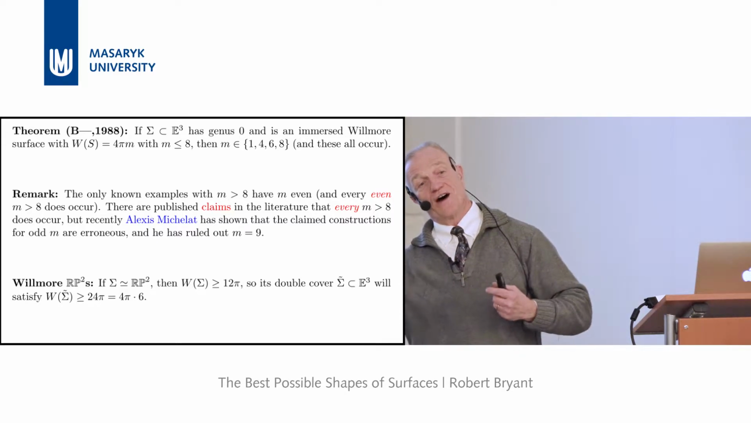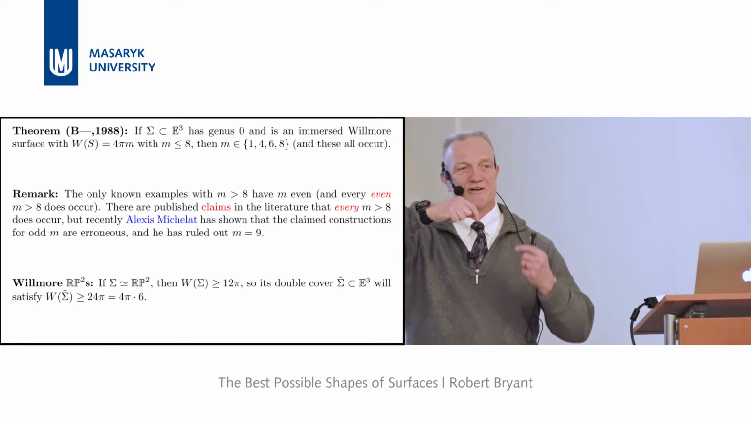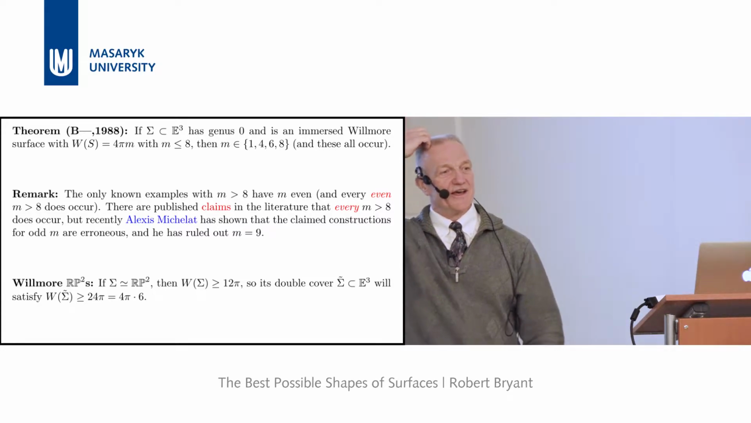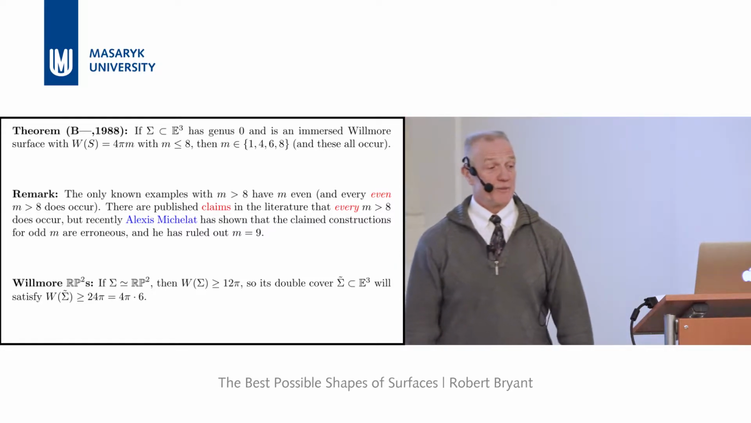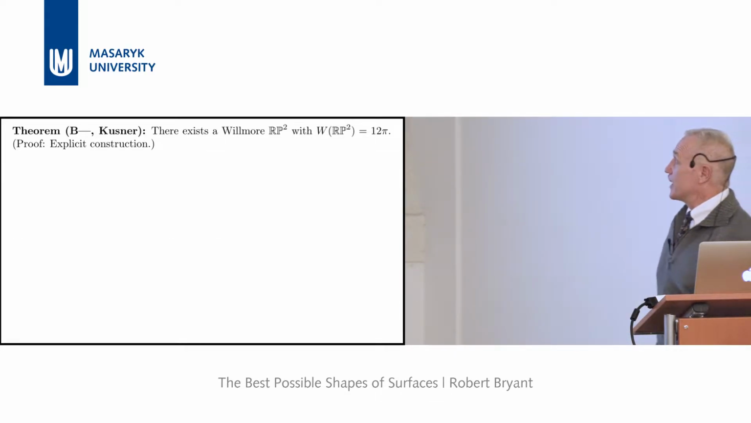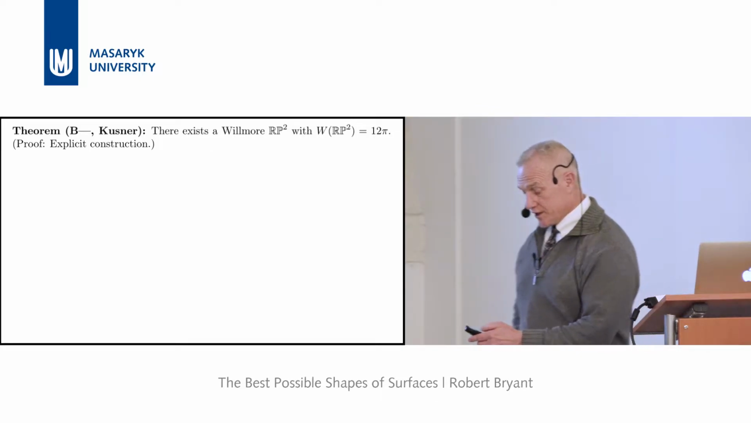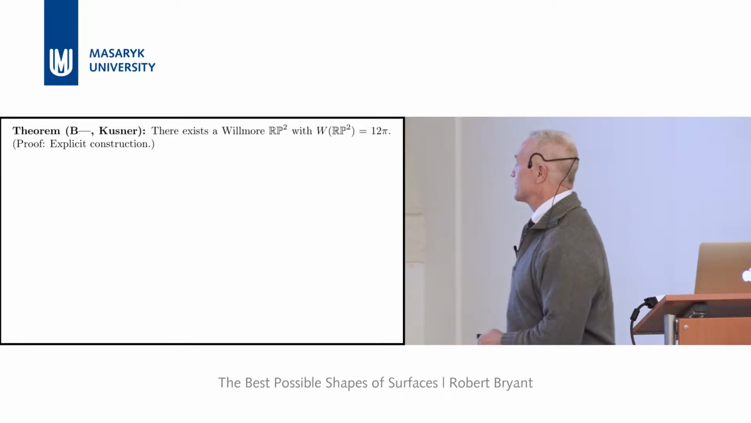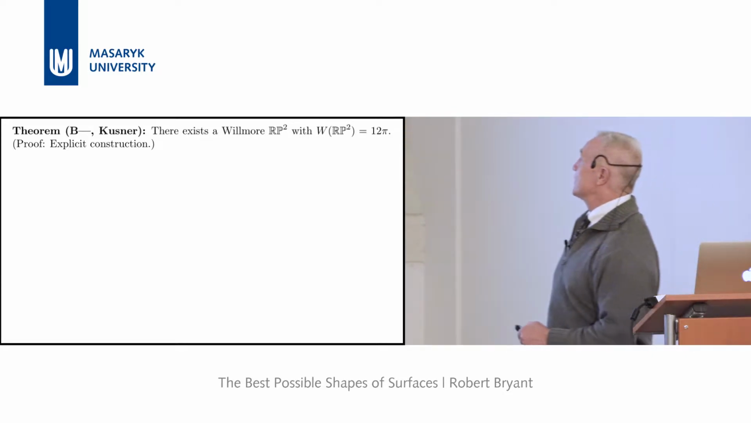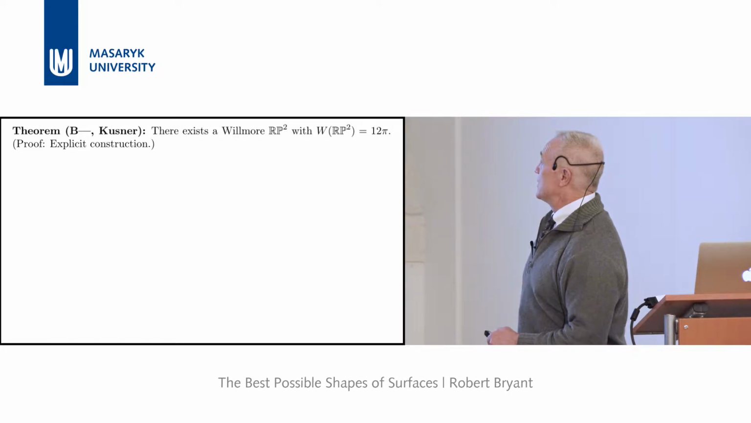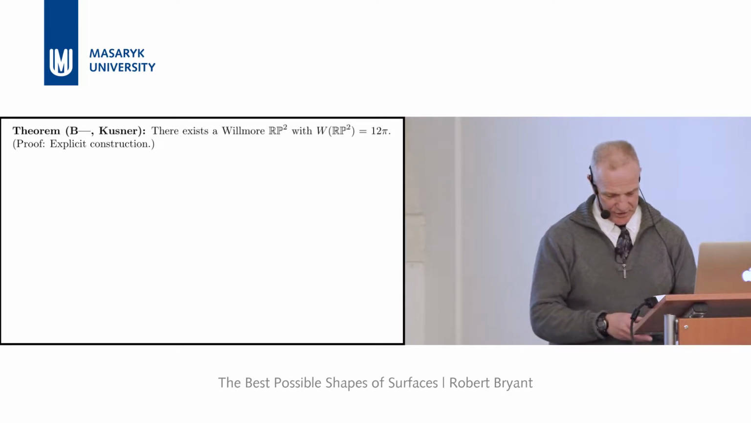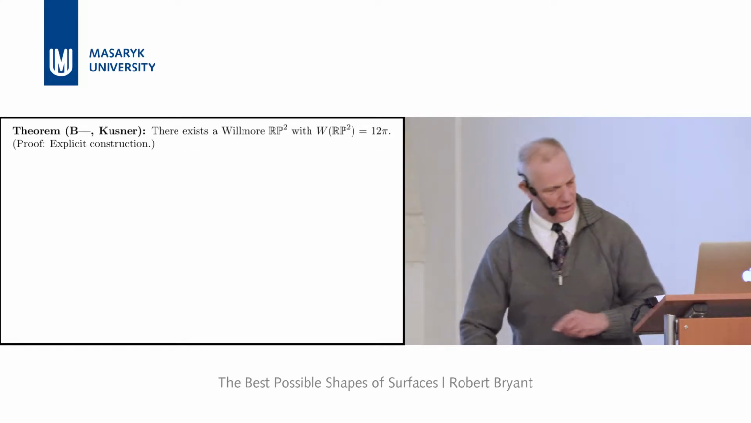And conversely, if you can find a 6 multiplicity Willmore sphere that's invariant under the antipodal map, then you'll find an RP2. And in fact, that's exactly what Rob Kusner and I did independently a long time ago. We actually constructed a Willmore RP2 that has exactly 12 pi, and we did an explicit construction. I'm almost out of time.